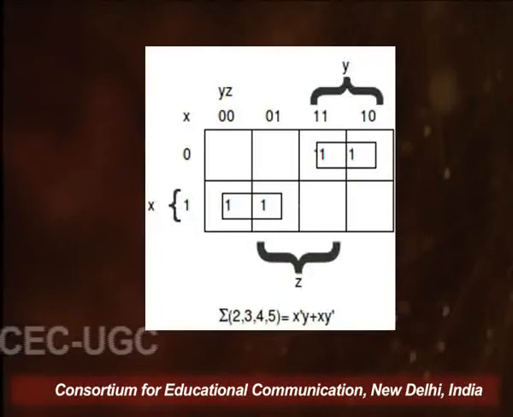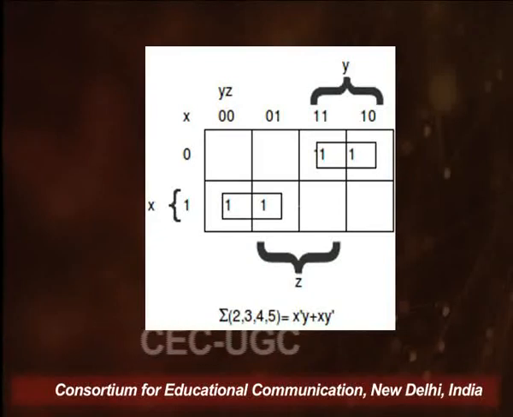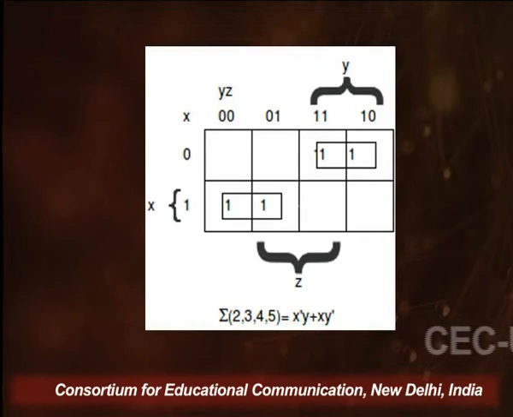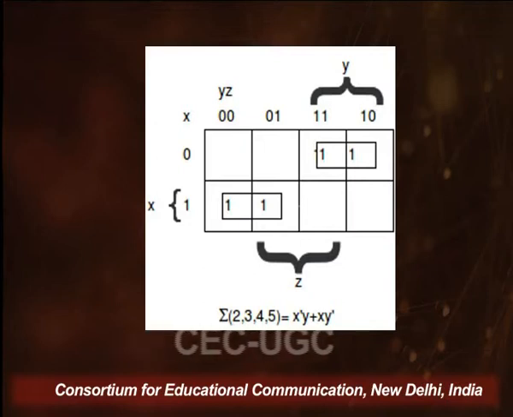Looking at this example, this is how the K-map will get marked. The four terms that were given to us have been marked. Look at the first row. We have put two ones together. Similarly, the second row also, we have grouped these two ones together.